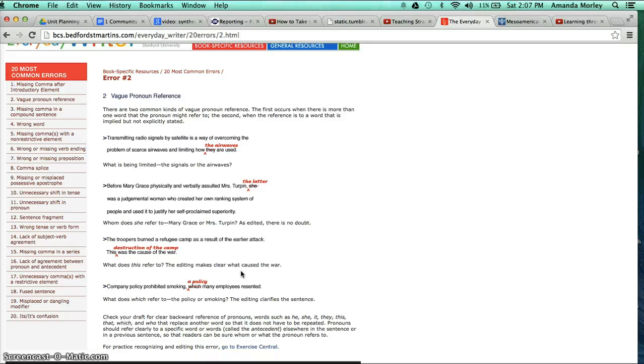Okay, also sometimes you don't have a clear idea of what is being done. Sometimes we just say it or this, and this is a great example. A lot of times what we're referring to is an idea that's too big for us to understand, so we just say this. But you need to be able to point a finger at what this is or it is. Let's read this example. The troopers burned a refugee camp as a result of the earlier attack. This was the cause of the war. What was the cause of the war? The troopers, the agony, the fact that they did it, the revenge, the destruction of the camp was the cause of the war. You need to be clear. Okay.